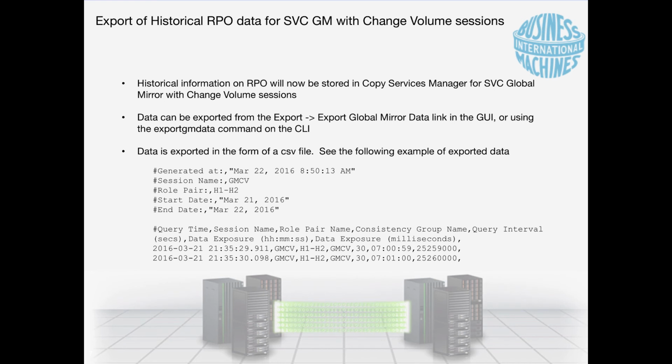All right, the next feature is the export of the historical RPO data I talked about. So today, CSM with DS8000 collects a lot of GM information and allows you to export that GM information to a CSV file. Well, we've added that same feature into SVC, so that with SVC GM with change volumes, we store historical information for the RPO for the session at by default a 30-second interval, and allow you now to use either the export global mirror data link within the GUI or an export GM data command in the CLI to export that data to a CSV file.